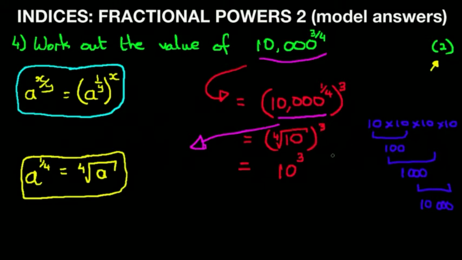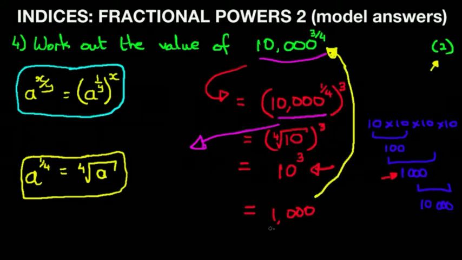So that is now writing down all the steps one by one. So we've now got to 10 to the power of 3. Now we know that 10 to the power of 3, we've already done this once, is 1,000. And that is our answer. So come back to the question. 10,000 to the power of 3/4 equals 1,000. And if you show all the workings out, you will get both marks.